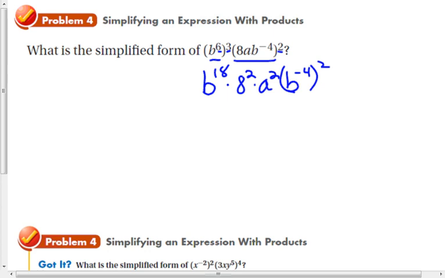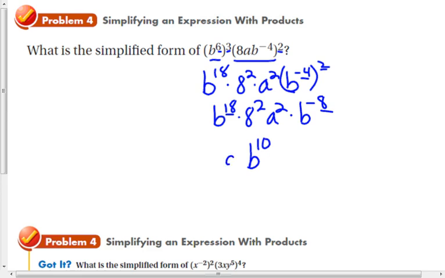And then I'm going to simplify the b to the negative 4 to the second, and that I'm going to do by multiplying negative 4 times 2, which is negative 8. Okay. Now, wherever you have the same base, you can add the exponents. So the 18 and the negative 8 makes b to the 10th. A to the second has nothing that I can change about that. And 8 to the second, that number can be written in standard form since it's not a variable. So that will be 64. All right, you try that.